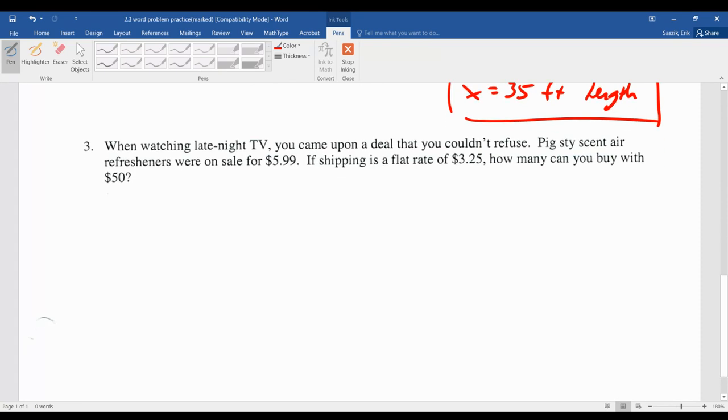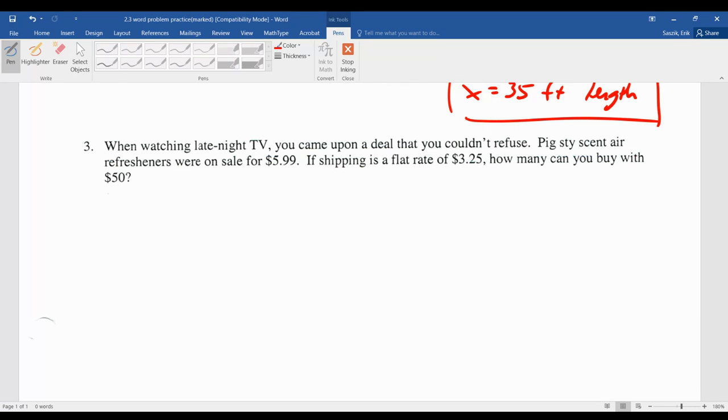Okay. Watching late night TV, you came upon a deal you couldn't refuse. Pigsty air refreshers were on sale for $5.99. If shipping is a flat rate of $3.25, I hope you know what that means. That means no matter how many you buy, you just have to pay $3.25 for shipping, whether you buy 1 or you buy 1,000. How many can you buy with $50?